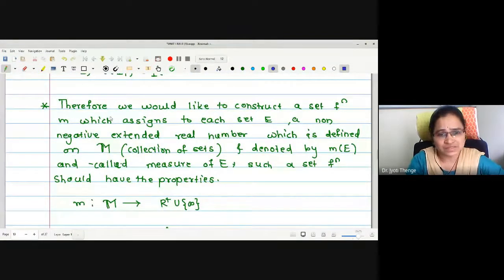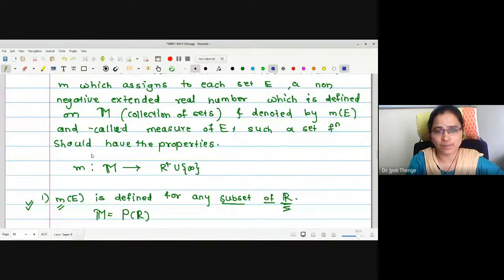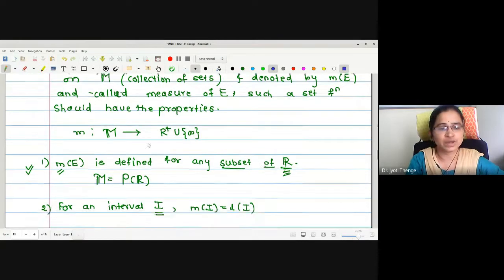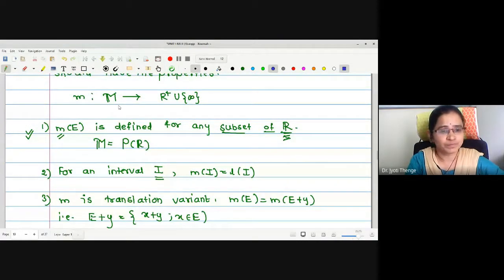We want to construct a set function, say small m, which assigns to each set of real numbers a non-negative extended value, defined on the curly M set. Curly M is the collection of sets. Therefore, m is basically a function on curly M, that is a collection of sets, with the codomain being R plus union infinity, right?